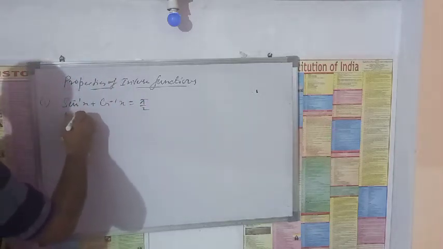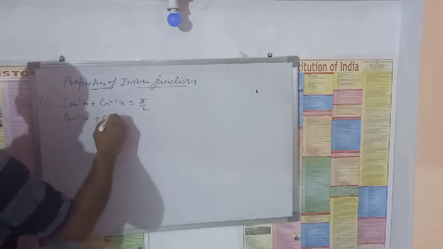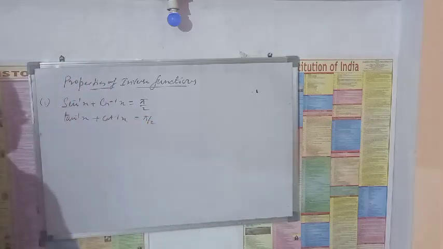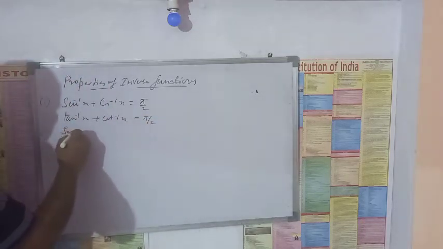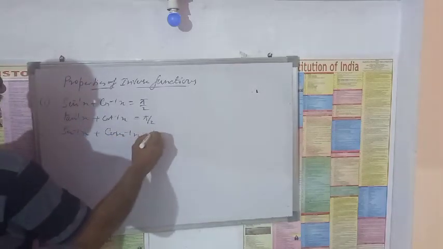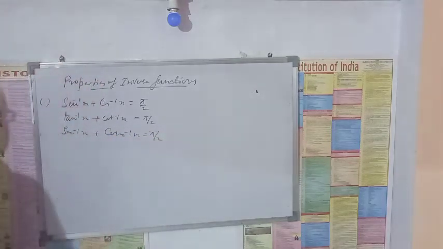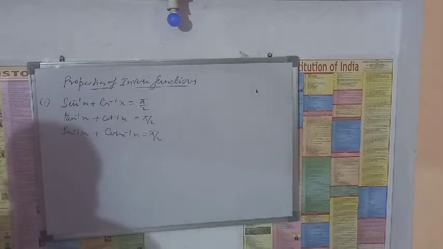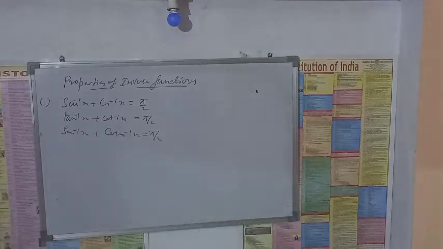Tan inverse x plus cot inverse x is also equal to pi by 2. Sec inverse x plus cosec inverse x is equal to pi by 2. So sin inverse x plus cos inverse x is pi by 2, tan inverse x plus cot inverse x is pi by 2, and sec inverse x plus cosec inverse x is also pi by 2. So what is the domain here?